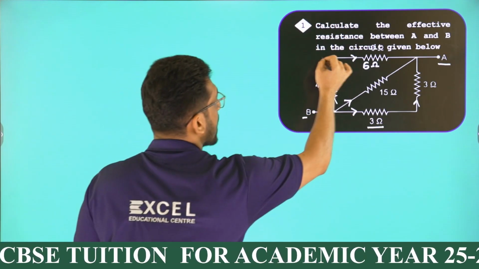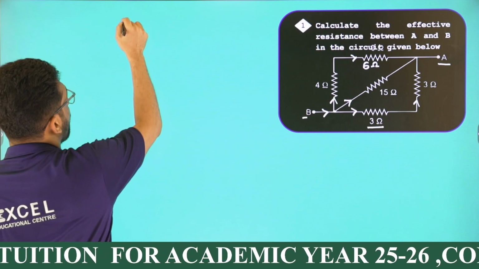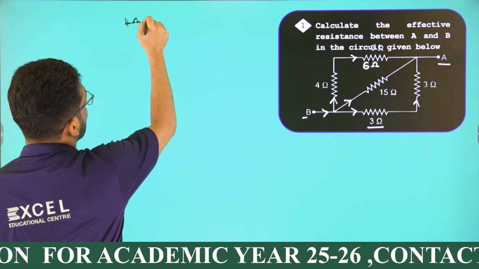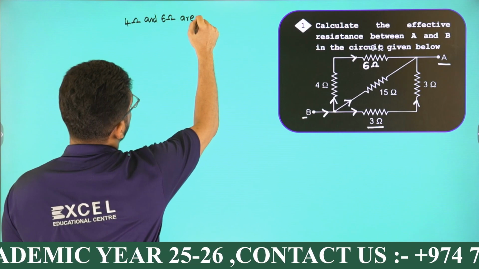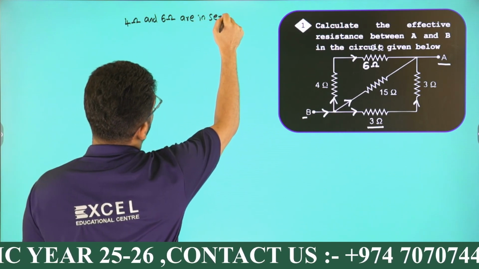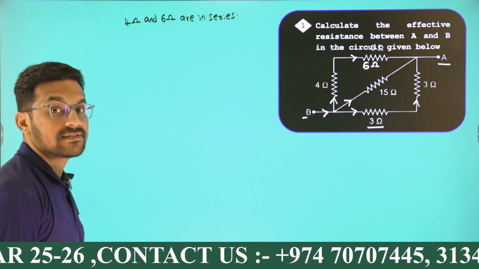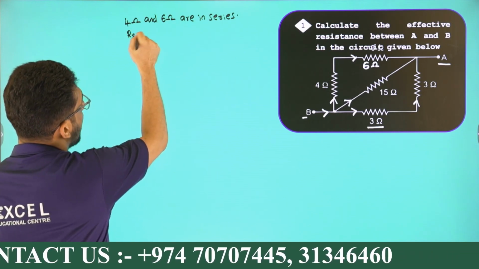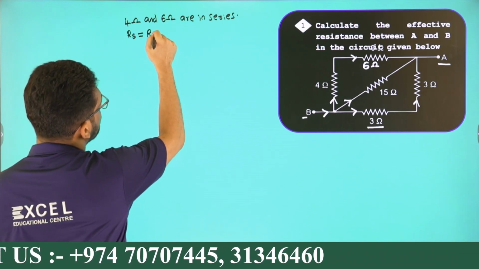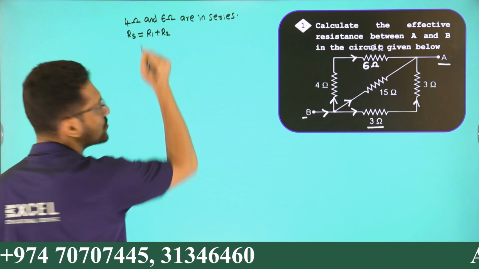I'm going to take this branch first, that is 4 ohm and 6 ohm. 4 ohm and 6 ohm are in series. How to find the effective resistance in series? RS has this equation, R1 plus R2.